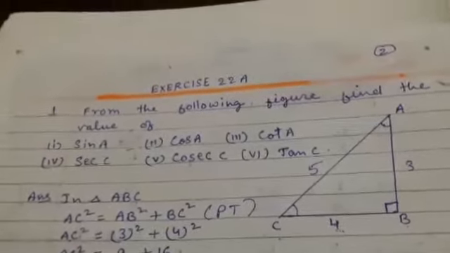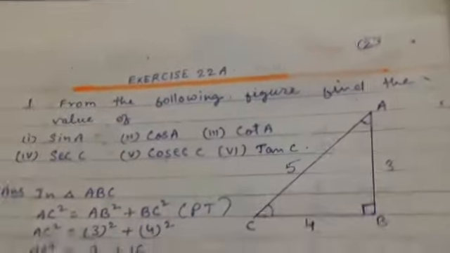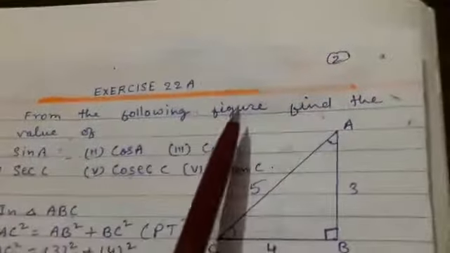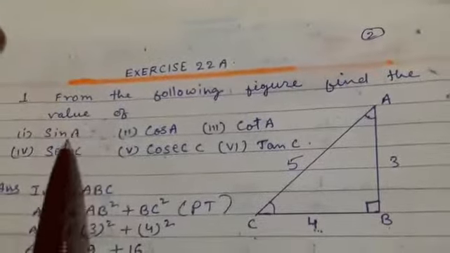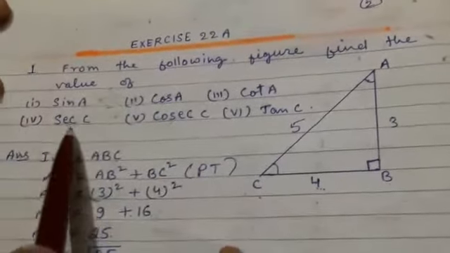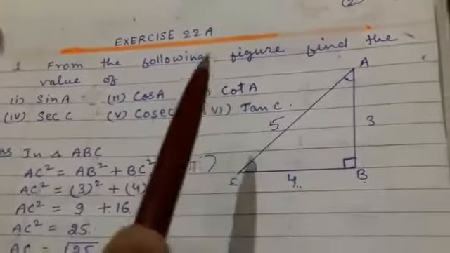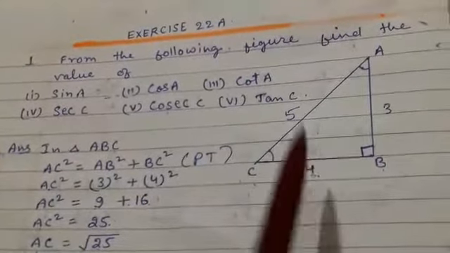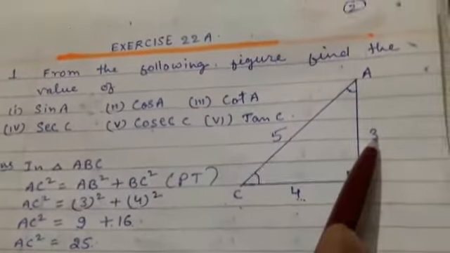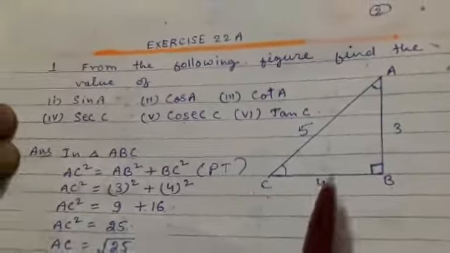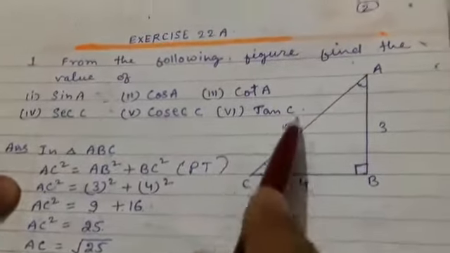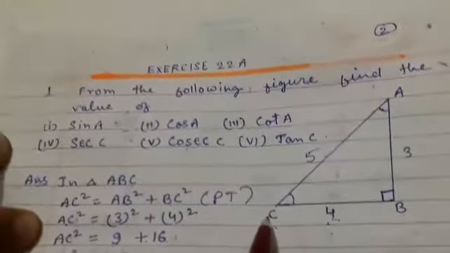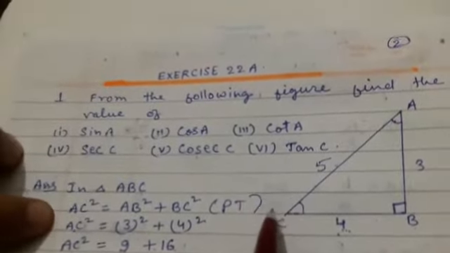Now let us see this exercise. The first question of this exercise is, from the following figure find the value of sine A, cos A, cot A, sec C, cosec C and tan C. This figure is given. So let us see. It is given that this is 3 and this is 4. Now in triangle ABC we have to find out the value of AC here. How will we find out? By the help of Pythagoras theorem.